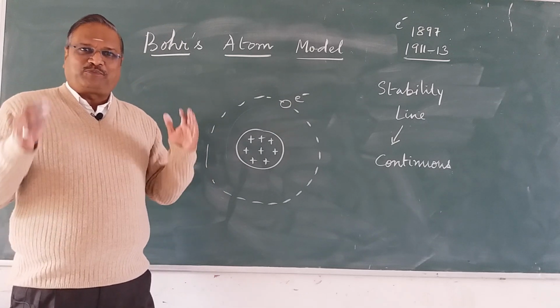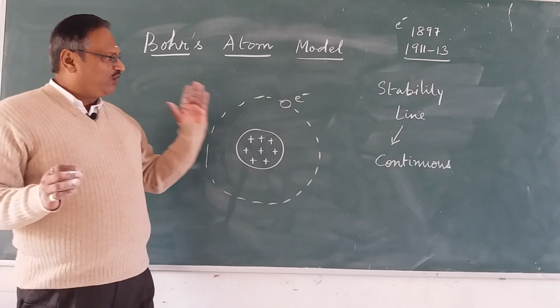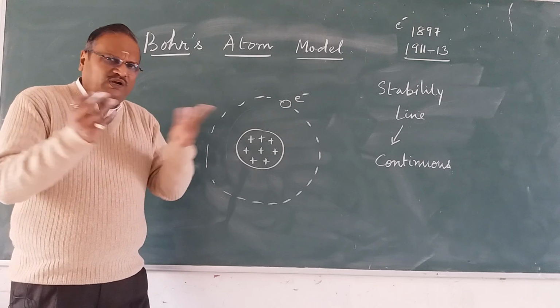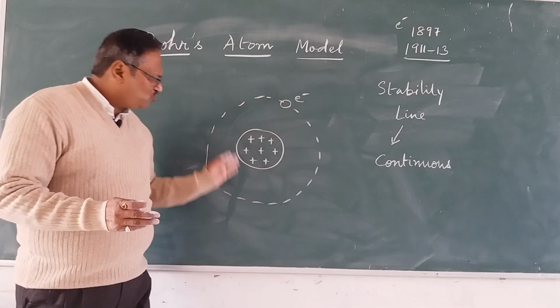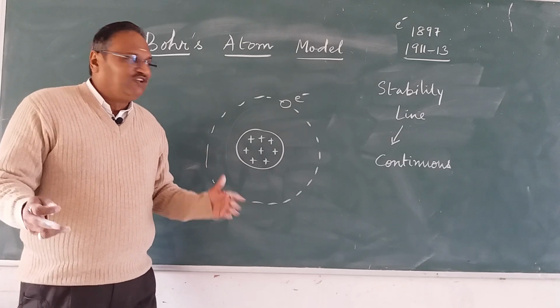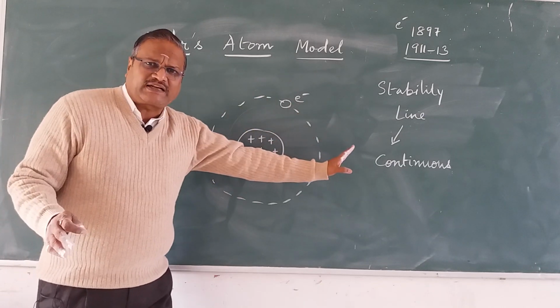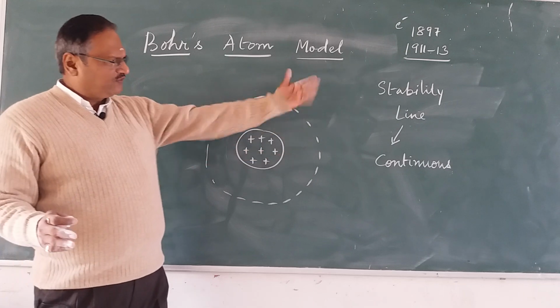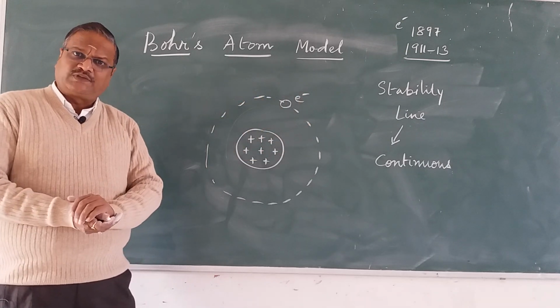If I put the condition that it should not emit energy, then what will happen? It will not fall back into the nucleus. That means the spectrum will be a line spectrum. It will not be a continuous spectrum. We can justify why it should be a line spectrum later.